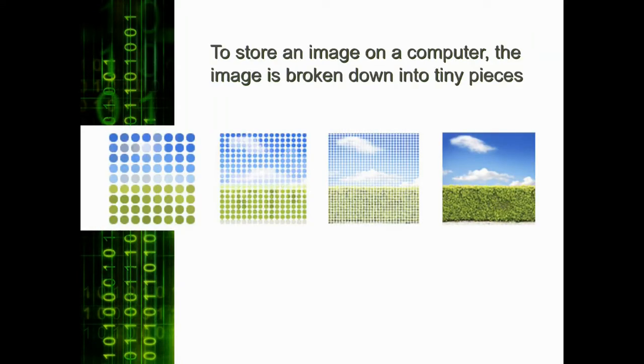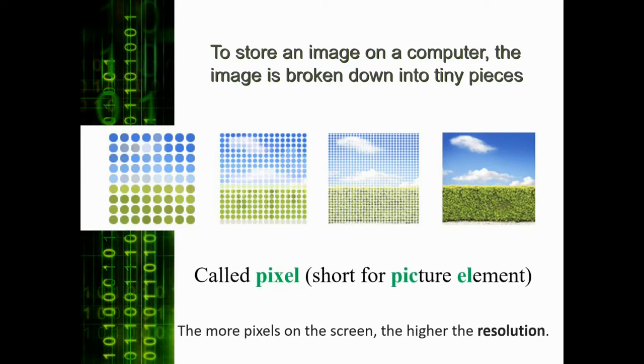Now, to store an image on a computer, the image is broken down into tiny little elements called pixels. A pixel is short for picture element, and it just represents one color of the picture. So the more pixels you have, the sharper your image. And that's what we talk about when we say resolution. So the more pixels on the screen, the higher the resolution of the image, the sharper it appears on our screen.